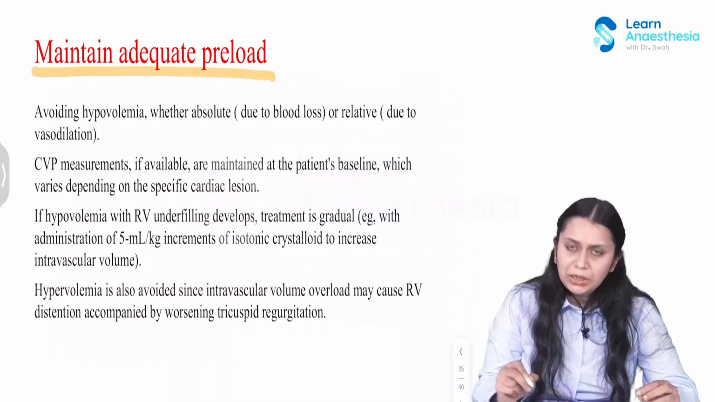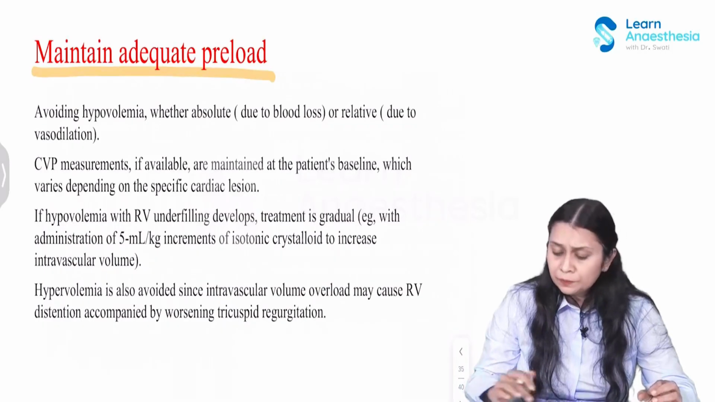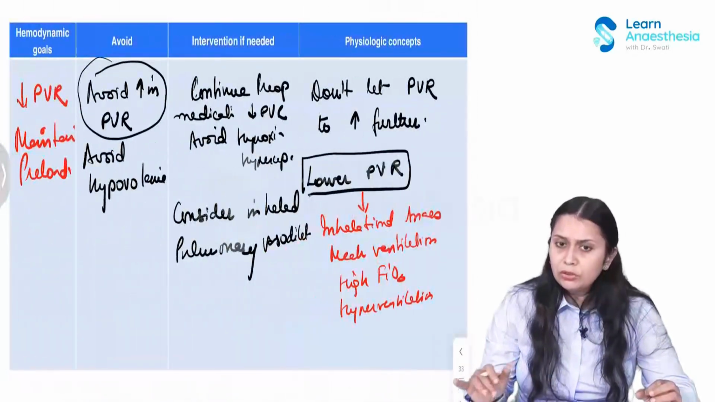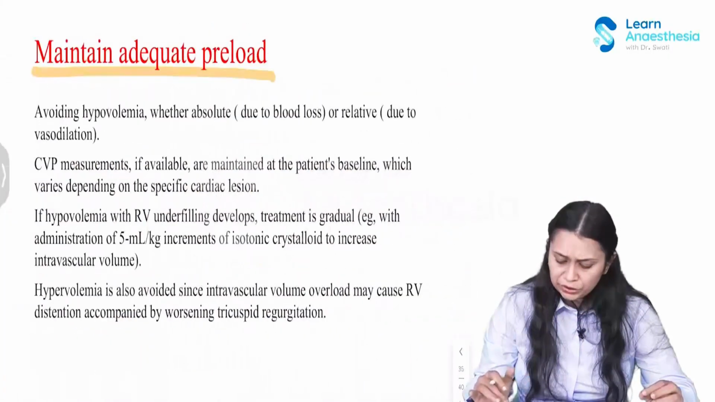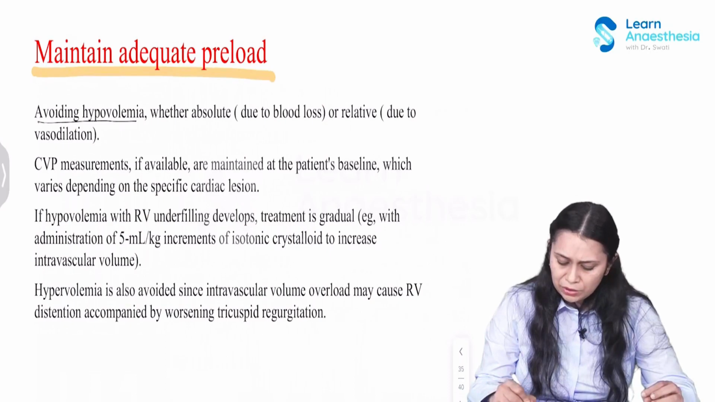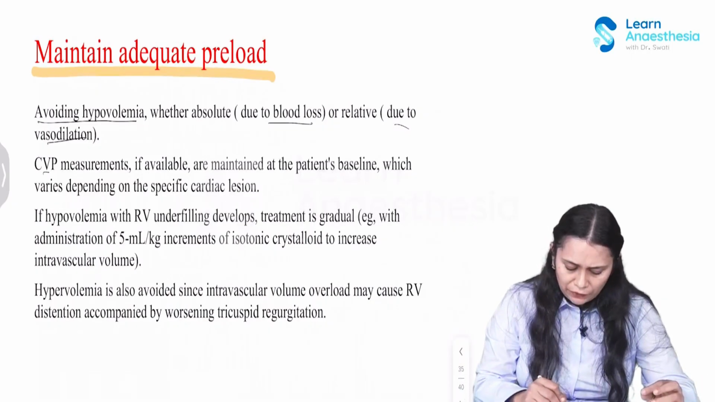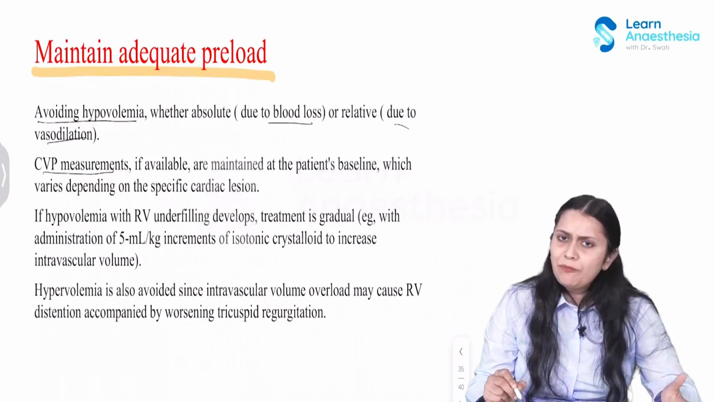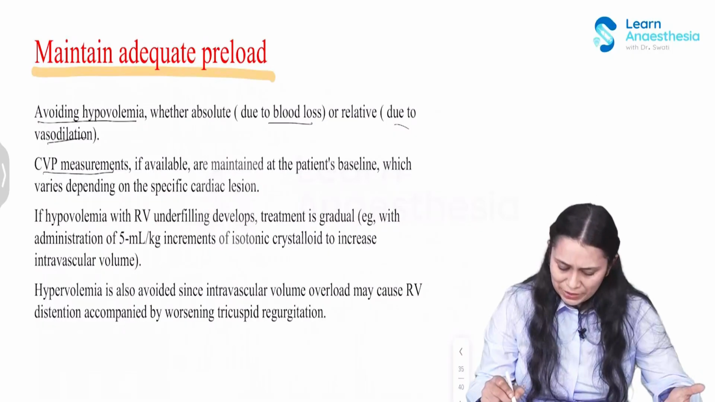Maintain adequate preload. This is the second thing which we need to do. So how do we maintain the preload? You cannot give too much fluid in a patient with pulmonary hypertension. The risk of pulmonary congestion is always there. So avoid hypovolemia, whether absolute due to blood loss or relative due to vasodilatation from anesthetic agents. If possible, we can use central venous pressure monitoring, and we try to maintain the CVP near the baseline.